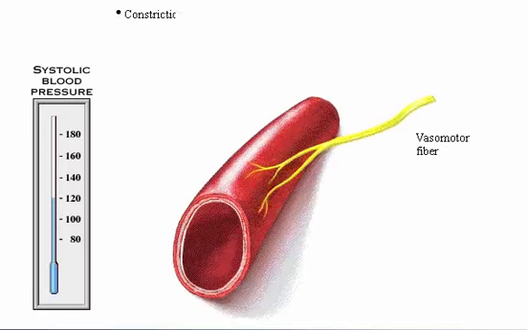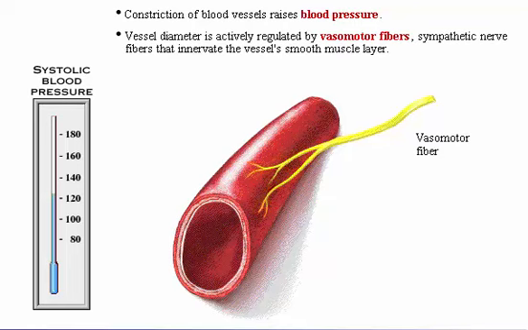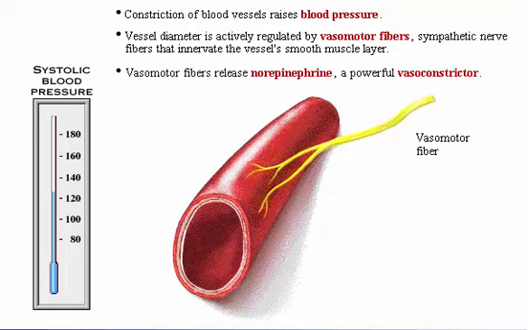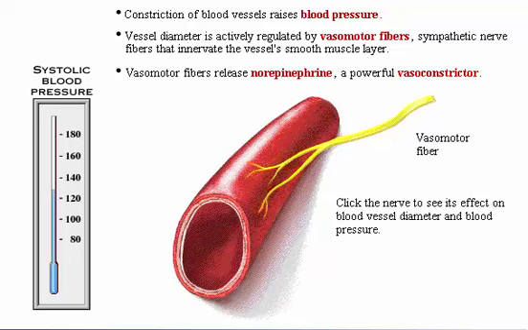In a similar fashion, constriction of blood vessels raises blood pressure. Vessel diameter is actively regulated by vasomotor fibers, sympathetic nerve fibers that innervate the vessel's smooth muscle layer. Vasomotor fibers release norepinephrine, a powerful vasoconstrictor. A vasoconstrictor is a substance that causes blood vessels to constrict. Click on the nerve to see its effect on blood vessel diameter and blood pressure.